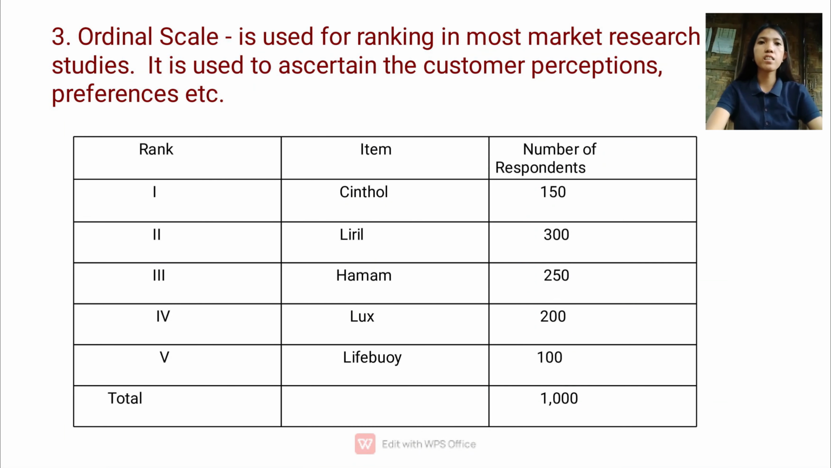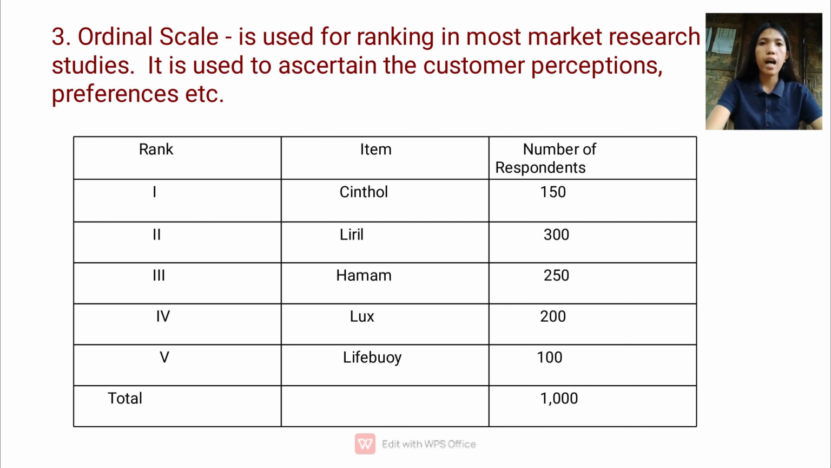Next is the ordinal scale. Ordinal scale is used for ranking in most market research studies. It is used to ascertain customer perceptions and preferences. We have an example with 5 ranks, items, and number of respondents. First rank, the item is Synthol, with 150 respondents. Rank number 2, Liril, with 300 respondents.